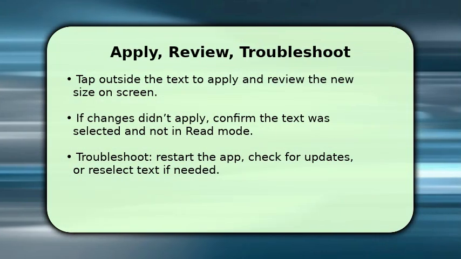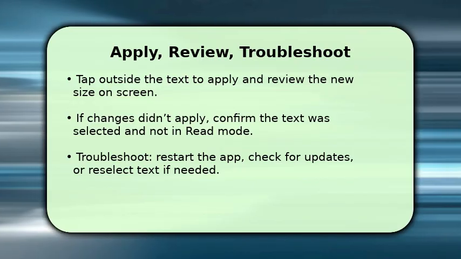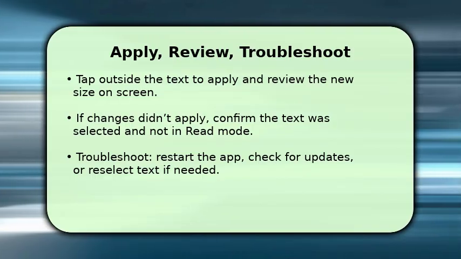After choosing a font size, tap outside the selection so Word Mobile applies the change and you can visually confirm it. If the size looks wrong, make sure you weren't in read mode or that some other style override isn't applied. Then reselect the text and try again.